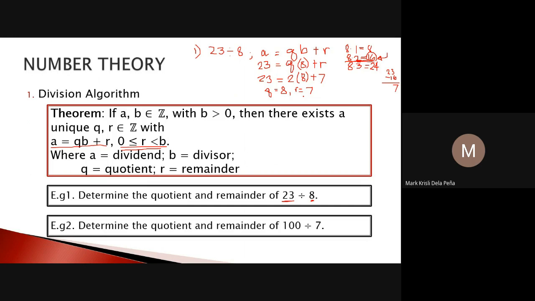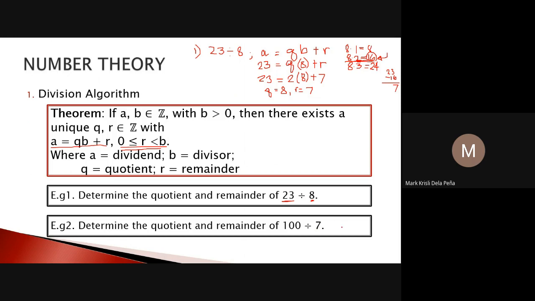How about this? I want you to solve for this one. I want you to show your solution for this question. What is 100 divided by 7? What are the values of our quotient and remainder?